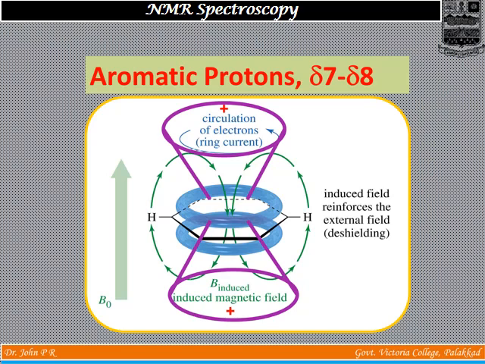But in the case of cyclophanes, some CH2 groups are above the plane of the benzene ring. So they will come under the shielding cone. And in that context, those hydrogens will be shielded and they appear near TMS or sometimes below, or sometimes they may exhibit negative chemical shift values.